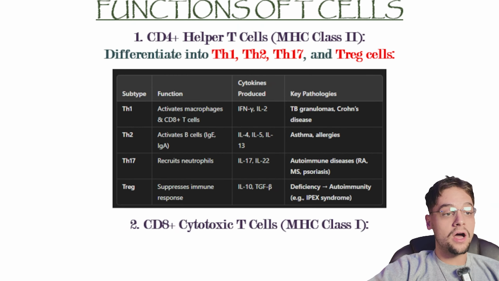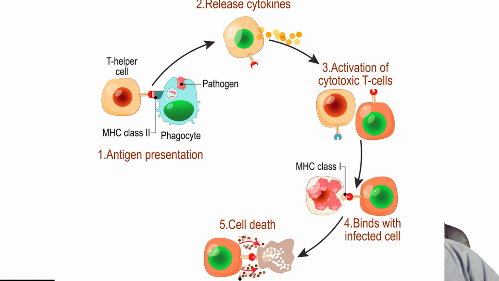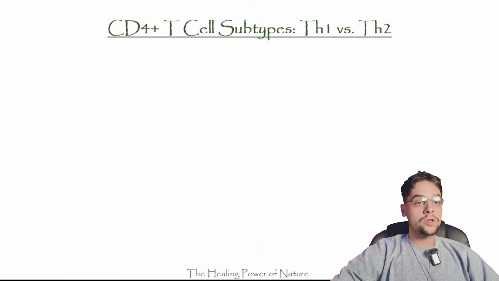CD8 positive cytotoxic T cells, or MHC class I, kill virus-infected, tumor, or damaged cells. They use perforin and granzymes to induce apoptosis, or also Fas ligand-Fas interactions, which activate caspases to then in turn activate apoptosis. Now, CD4 positive T cell subtypes. The two major ones we're going to talk about are Th1 versus Th2.